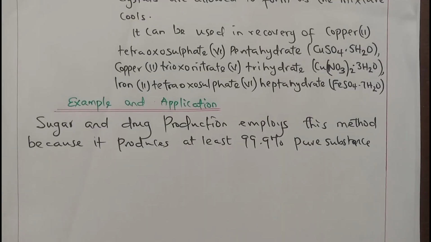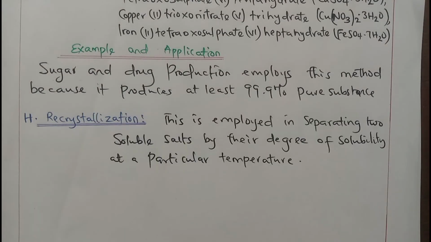So let's look at recrystallization. Recrystallization is a method that is being employed when we want to separate two soluble salts by considering the degree of solubility at a particular temperature. There are some salts that when the temperature increases, their solubility increases. When the temperature decreases, their solubility decreases.